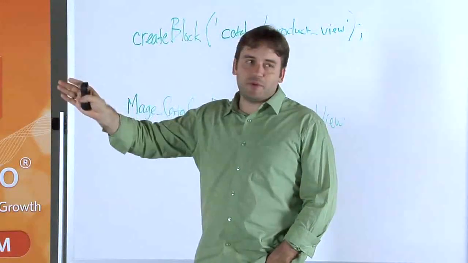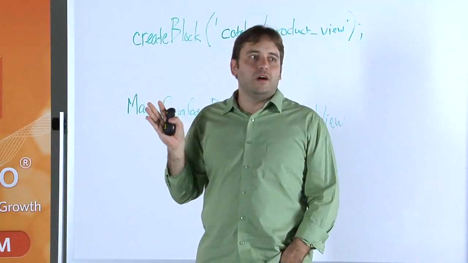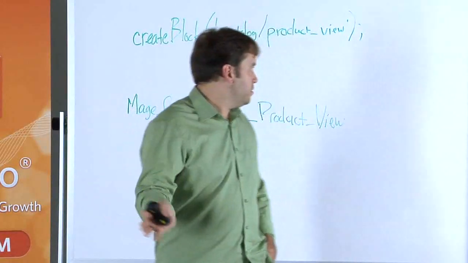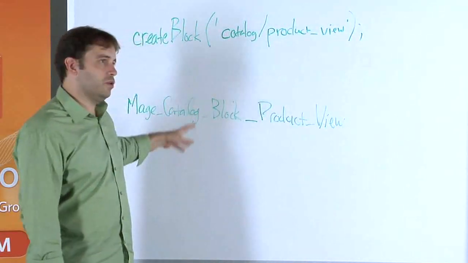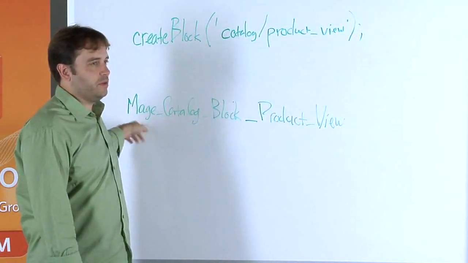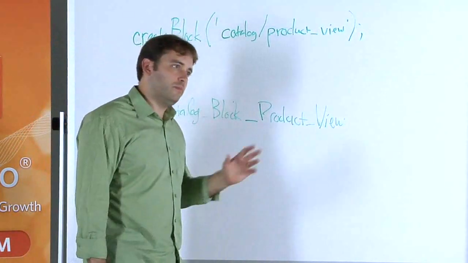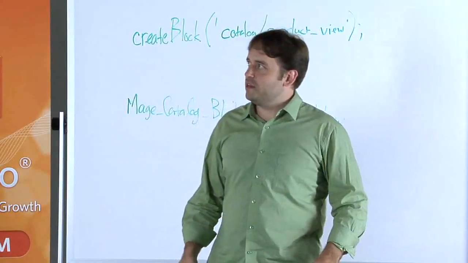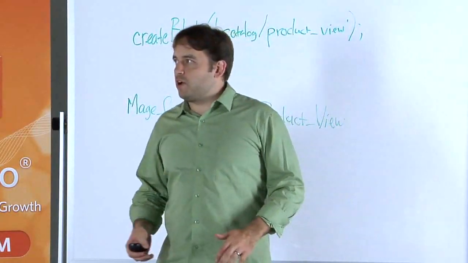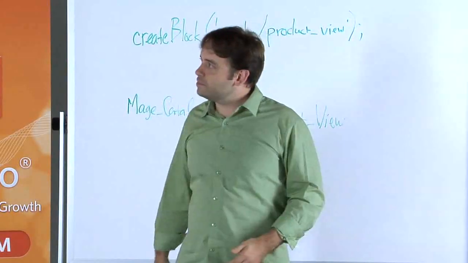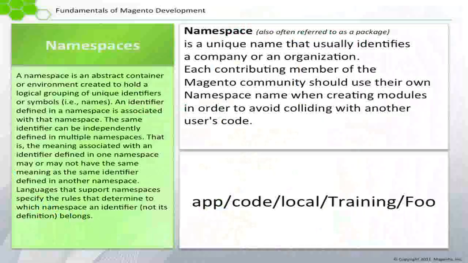So basically, the namespace is going to be the first folder underneath a code pool. E.g., app code core Mage, or app code core enterprise. Mage is a namespace. Enterprise is a namespace. And what that does is it should keep us from installing a module and overriding anything. Pretty simple concept. So here, the namespace would be training, and the module would be foo.